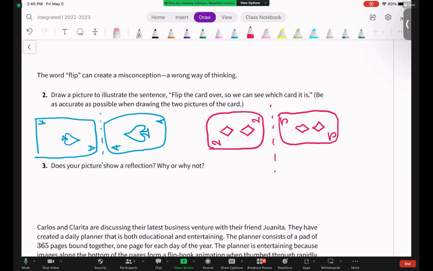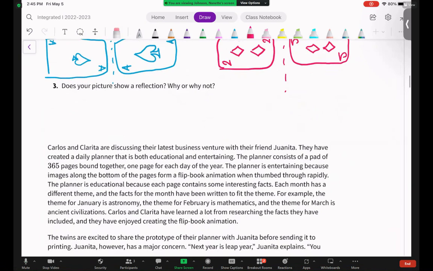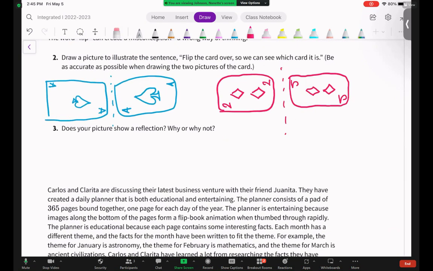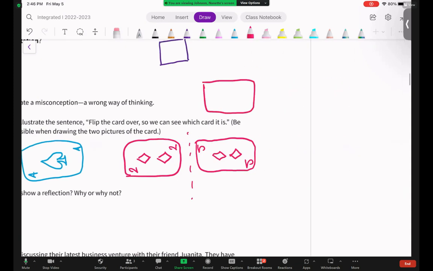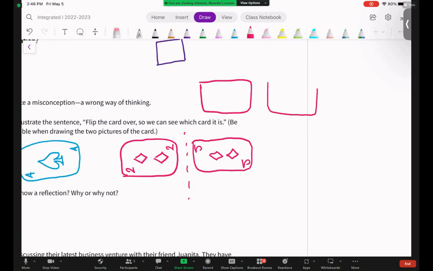When you actually have a deck of cards that's face down and you flip a card over, outside of math class, that's what flip means. So now our pictures show a reflection. If we actually drew the cards, one of them face down and then one of them showing, and you flipped it, this is a flip, right?